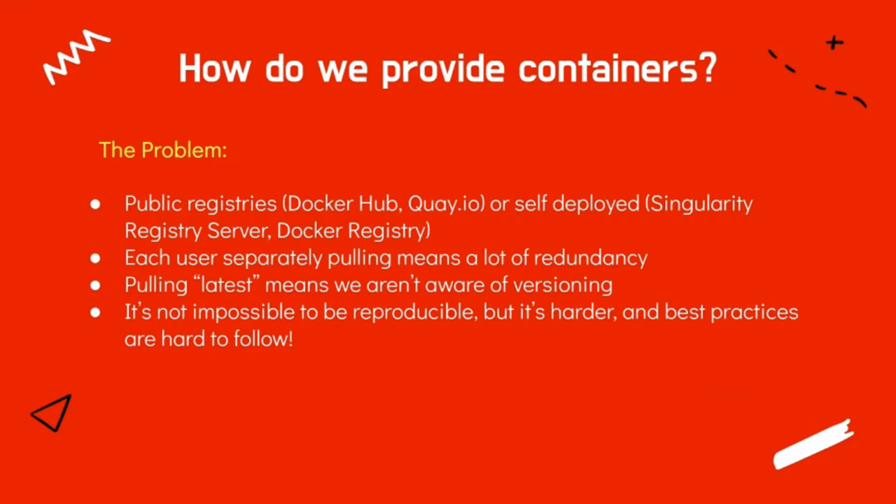The problem is that this use case hasn't really been optimized for HPC, because when you're interacting with these registries on HPC, you have a lot of users that are hugely redundantly pulling the same containers, scattered around the file system, possibly not remembering where they are. They're probably pulling latest, which means that we aren't really doing a good job of knowing what versions of things we're using, which is an issue for reproducibility. So yeah, it's not impossible to be reproducible if you're very, very careful, but it's a lot harder, and best practices are hard to follow, and it's arguable that they're even established in the first place.